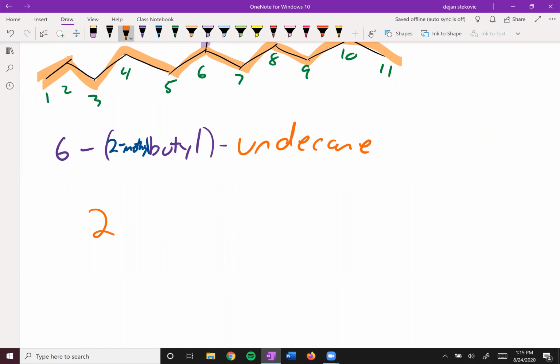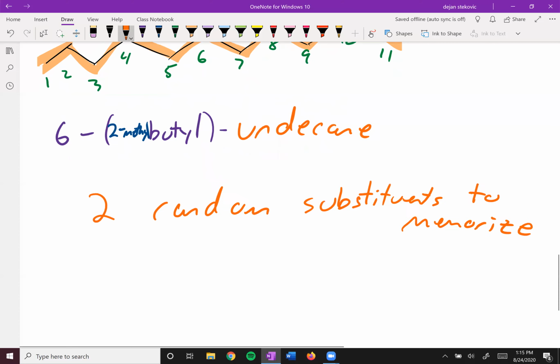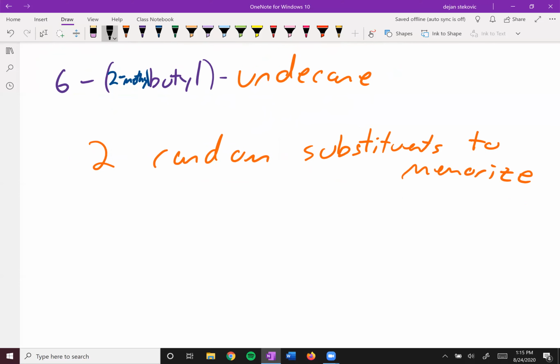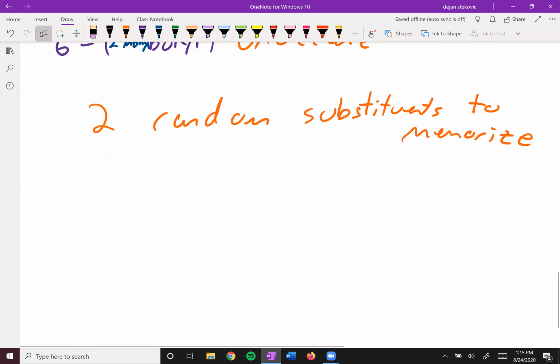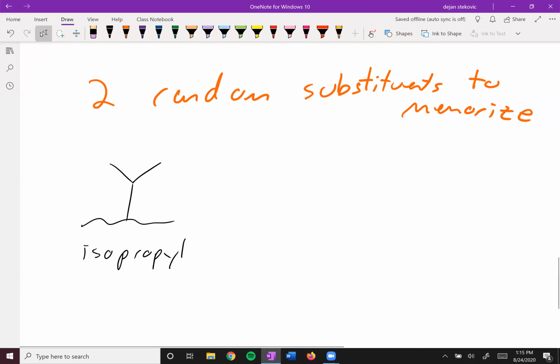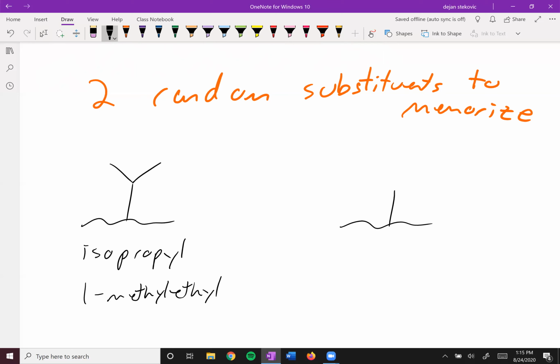One last little thing to add is 2 random substituents to memorize. And so basically these are just common names that IUPAC still kind of recognizes as these are so common that we can't get rid of them. So we might as well memorize them. The first chain is this isopropyl. Which you can kind of think of as a 1-methyl ethyl substituent. And then the other one that we want to know is this tert-butyl.